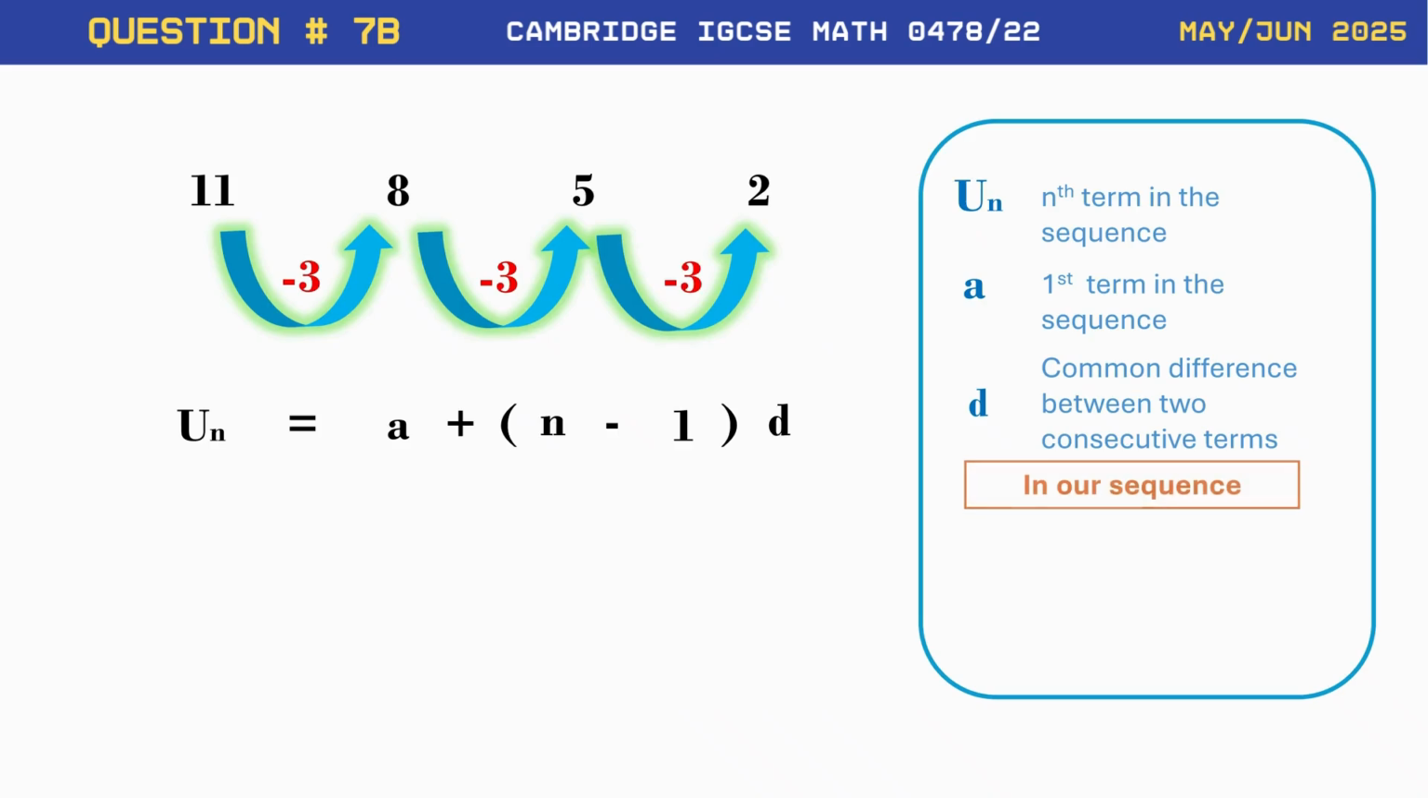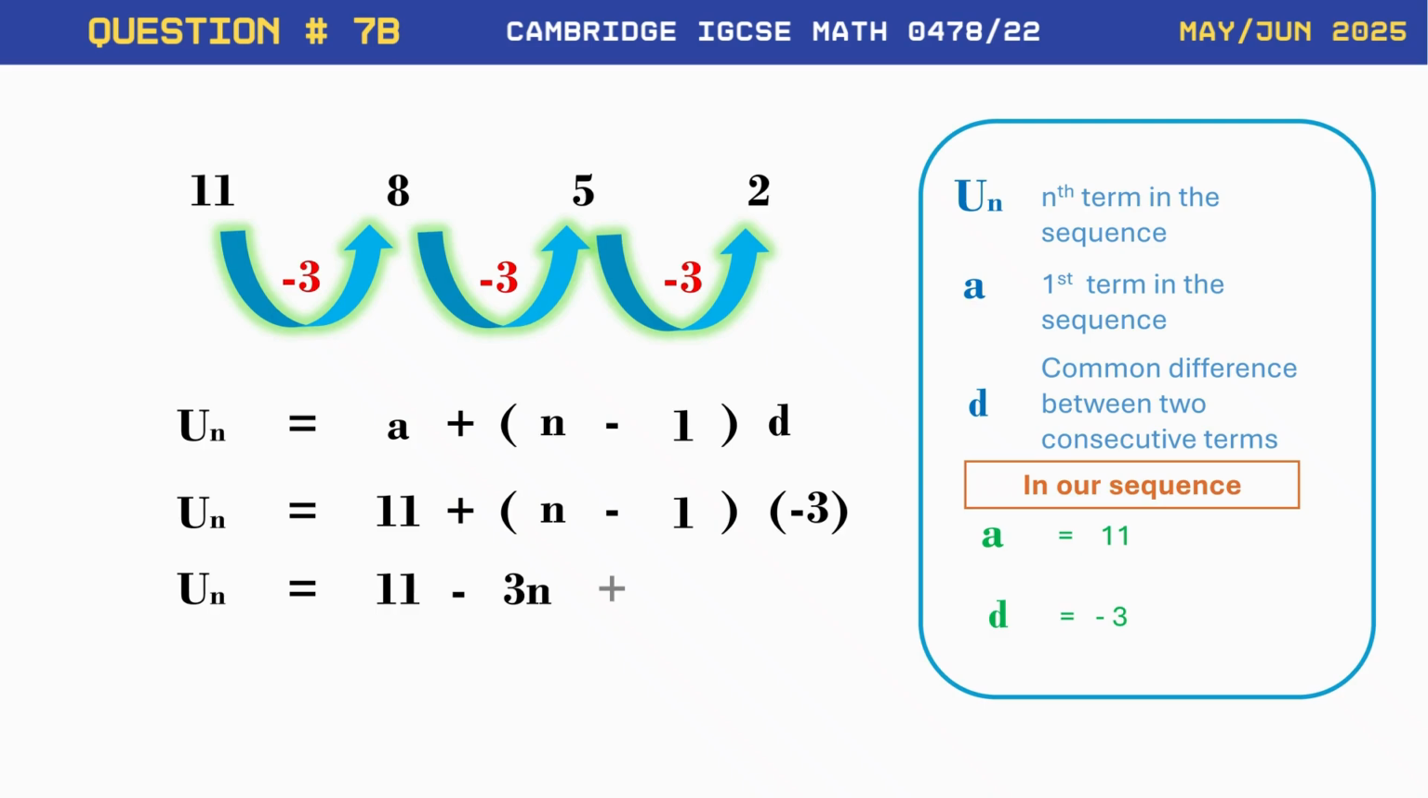In the given sequence, we know that a is 11 and d is -3. Let's substitute it in the formula to find the nth term. So our equation will become un equals 11 plus (n minus 1) times -3. Solving further, it will be un equals 11 minus 3n plus 3, and then it will further simplify to un equals 14 minus 3n, which is the answer.